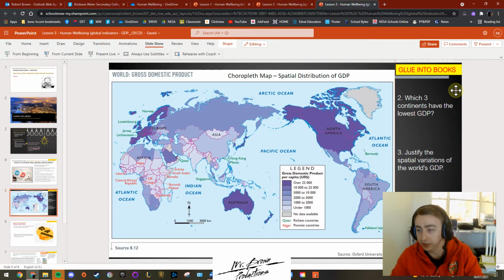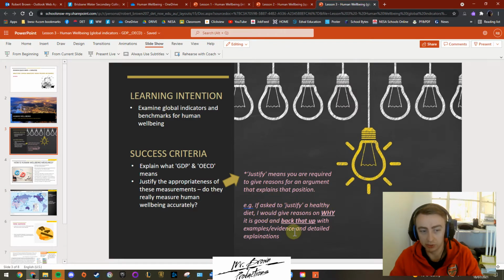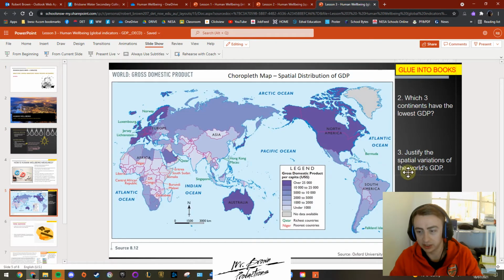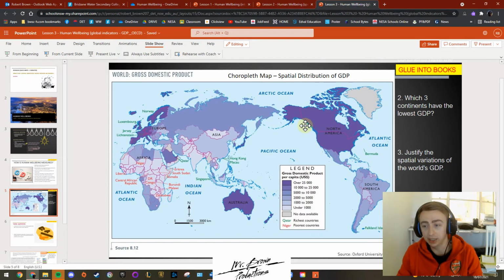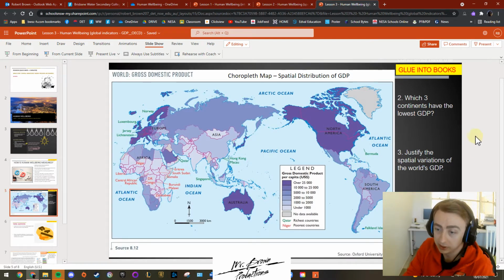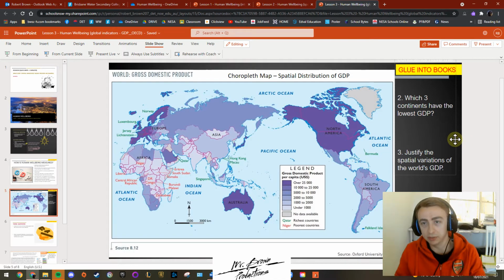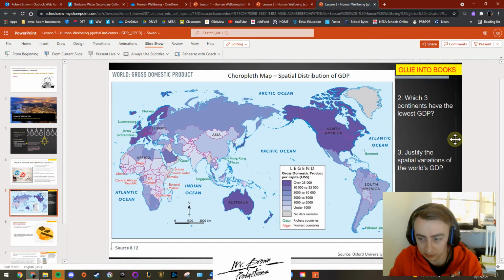So justify the spatial variations of the world's GDP. What this question is asking you to look at is, remember if we go back here to justify, we're giving reasons for something, okay? So we're justifying why the 3 continents that you have selected have the highest GDP, and why the 3 continents that you've selected have the lowest GDP. You're giving reasons why something is the way it is, okay?